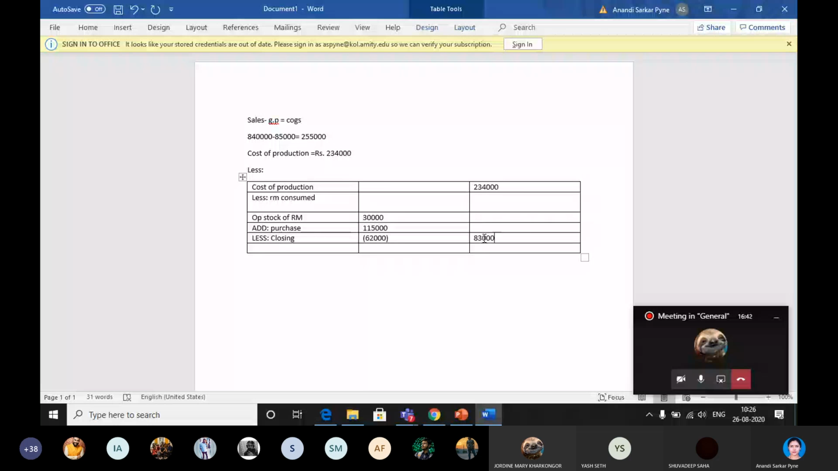So opening stock plus purchase less closing stock of raw material is the raw material consumed, and you will get 83,000. If you deduct 83,000 from 2,34,000, you will get 1,51,000. This 83,000 is opening stock plus purchase less closing stock.